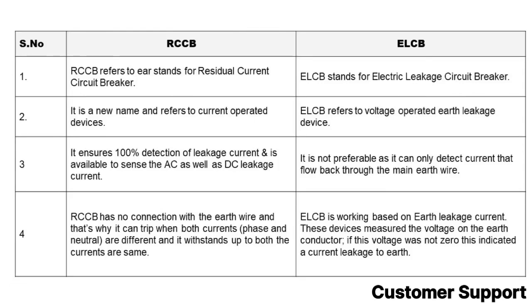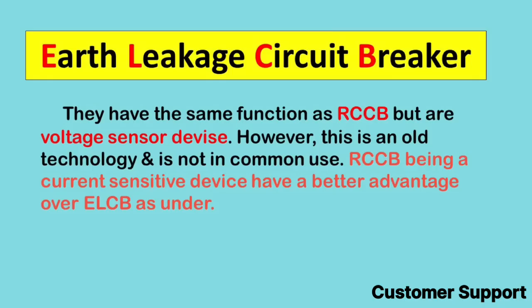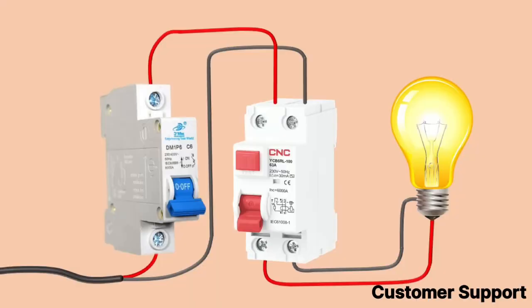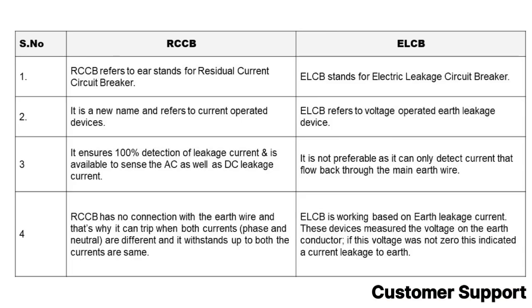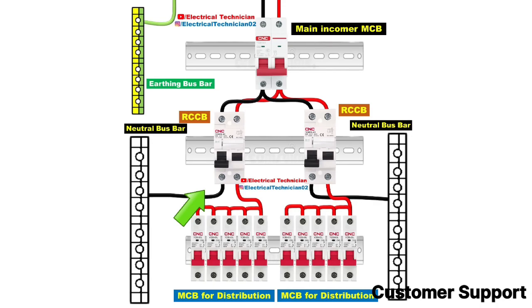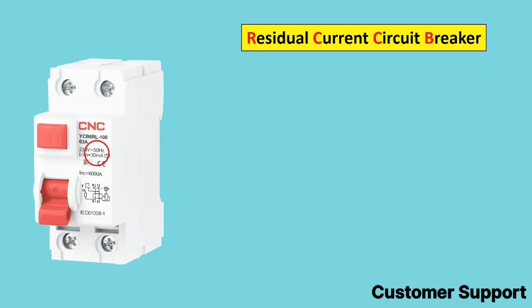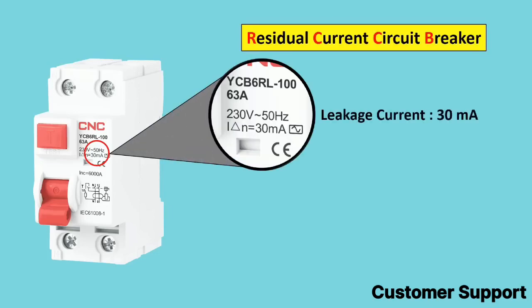For now, just understand that both RCCB and ELCB are a type of device which provides protection from electric shocks and earth fault. If you go to market to buy an ELCB, then it is possible that you can't find it. For now, you can only find RCCB in the market, which is more sensible than ELCB. Before moving forward, I want to tell you one more thing, that when you go for installation of RCCB, the leakage current of RCCB must be 30 mA.